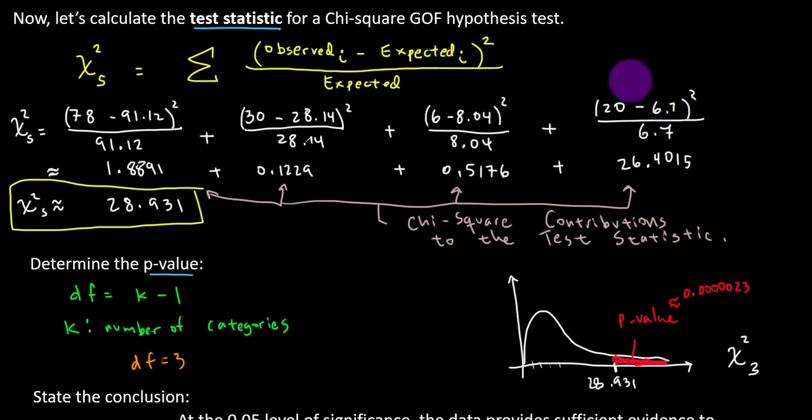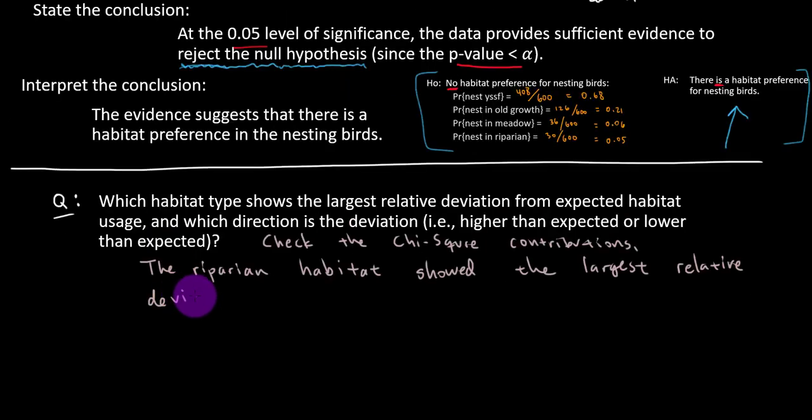But 20 were observed there. So that is a big relative deviation. Therefore, the riparian category had the largest relative deviation, since the chi-square contribution for that category was the largest. So I'm writing here that the riparian habitat showed the largest relative deviation, and that deviation was that we observed much more, or higher, than expected.